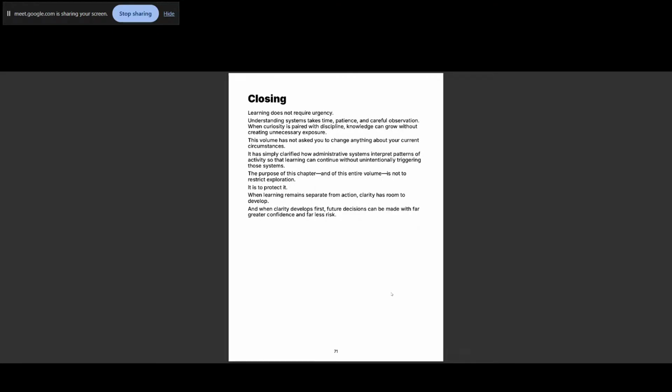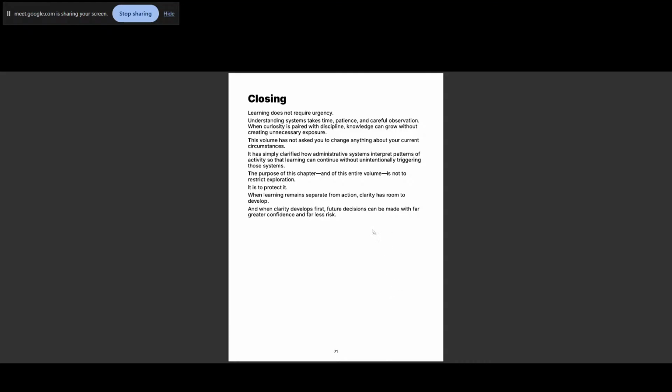Closing. Learning does not require urgency. Understanding systems takes time, patience, and careful observation. When curiosity is paired with discipline, knowledge can grow without creating unnecessary exposure.